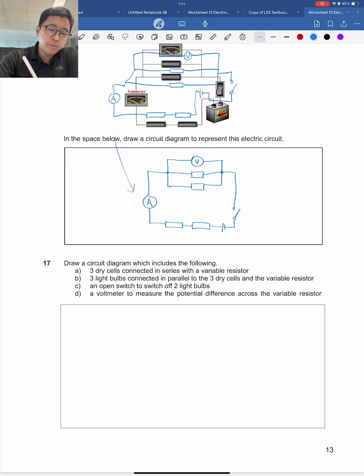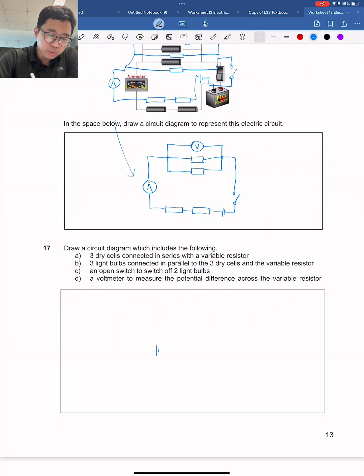Draw a circuit diagram including the following: three dry cells connected in series with a variable resistor. Three dry cells, 1, 2, 3, connected in series with a variable resistor. Let's say this is the variable resistor. Three light bulbs that are connected in parallel to the three dry cells and the variable resistor. So you want them to be connected in parallel to both of these, right?